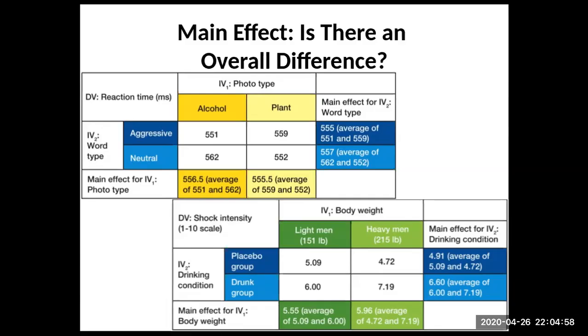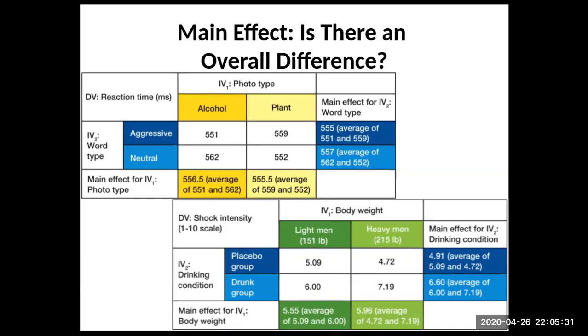For placebo, we have 5.09 and 4.72. If you average those out, you get 4.91. And for drunk, you have 6 and 7.19. You average those out and you get 6.6. So it may be iffy for light versus heavy men, 5.55 and 5.96. That one you might say, well, maybe it's not enough to make a difference. Well, this one is 4.9 and 6.6. That's a difference in intensity of 1.5 over the other.